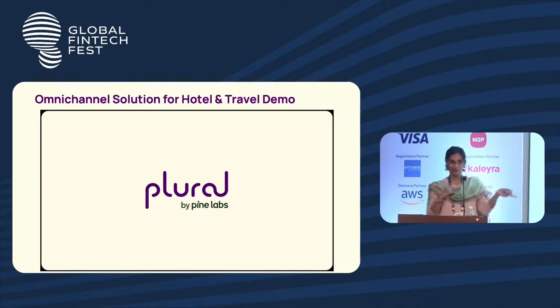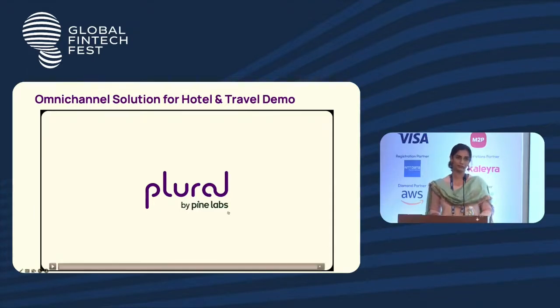But as I explained, with the whole complication, if you couldn't pass the token from the online world to the offline world, how is the consumer going to be able to check out seamlessly like he was doing before? So here's one demo which will show you the benefit of what we call the omnichannel solution for hotels and travel through tokenization.